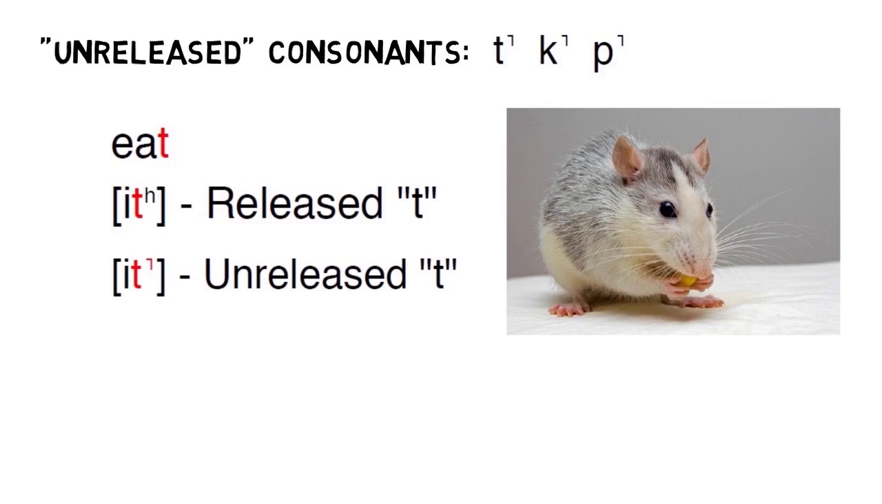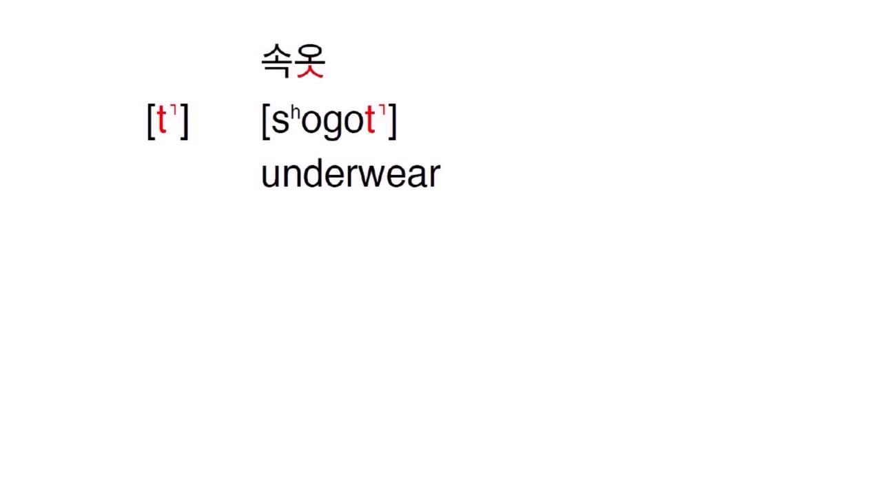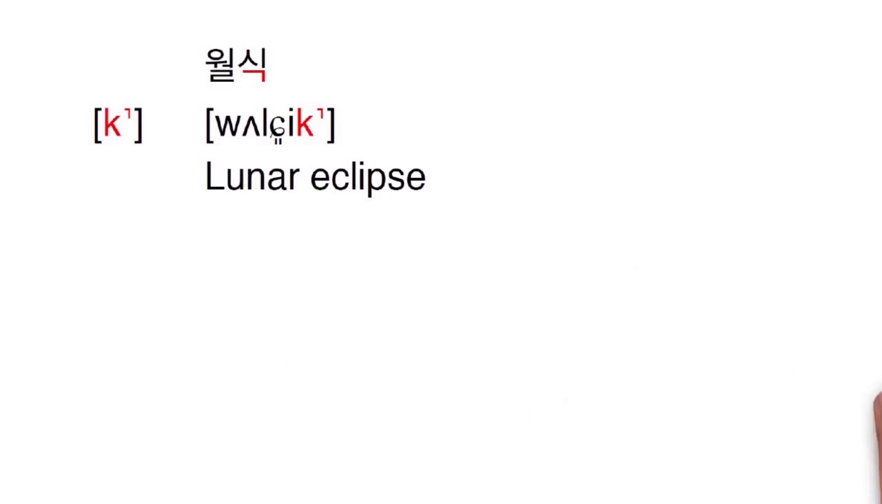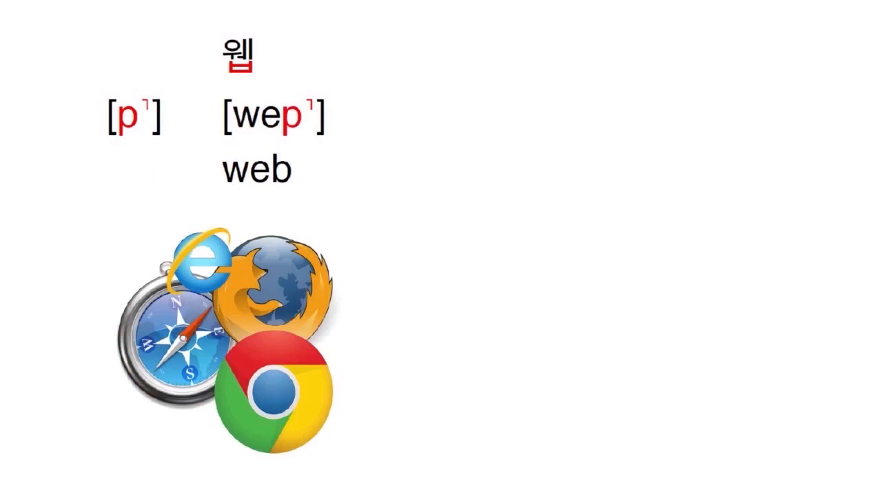Eat. This is an unreleased T. The released T sounds like eat, t, eat. And the unreleased one sounds like this. Eat, eat. Korean's final T's, K's, and P's are always unreleased. So there's unreleased T, 읍 as in 속옷, unreleased K, 읍 as in worship, and unreleased P, 읍 as in web.